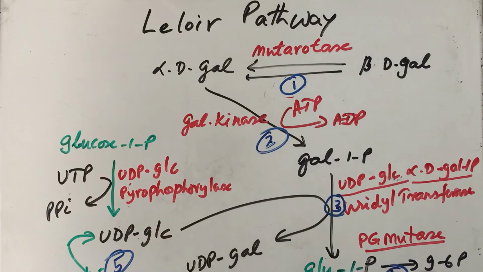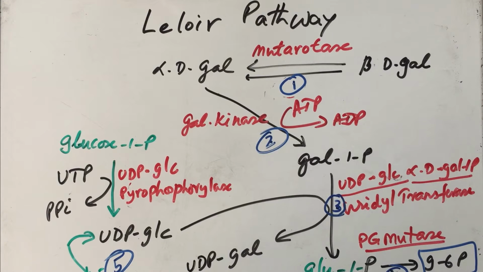I know that due to lack of space I have not drawn the structure, but this is how galactose will enter into the mainstream glycolytic pathway with the formation of glucose 6-phosphate. Also count the number of enzymes that are required for this particular pathway.